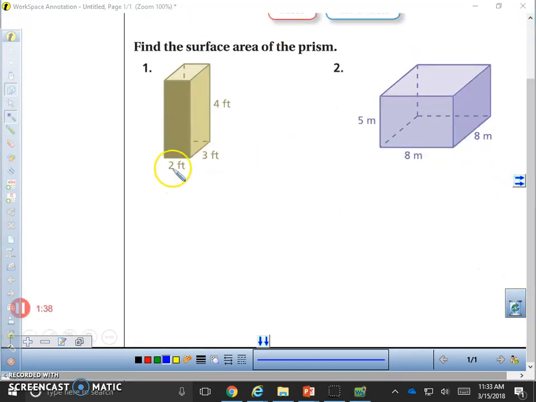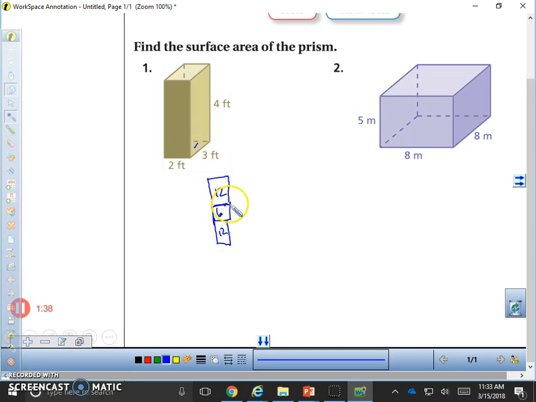The net: I'm going to start with the base. The base shape is a rectangle. Off of the base, we have two large rectangles, and the base is 2 times 3, which is 6. These long rectangles right here are 3 times 4, which are 12s.